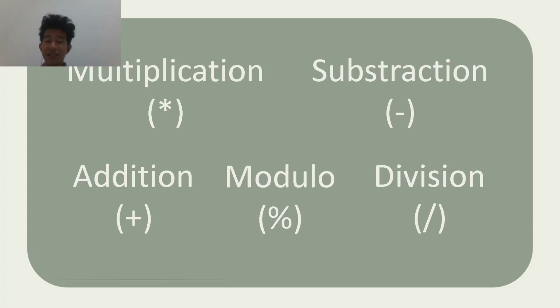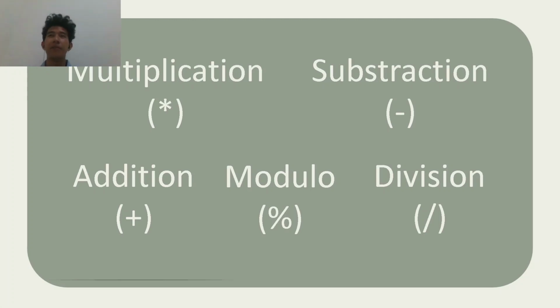As you all know, or you should know, arithmetic operations include multiplication, subtraction, addition, and division. But there is one that you might not know because it is not really commonly used, which is modulo. Now, what is modulo? Modulo is an operation where you can find the remainder of a division process.